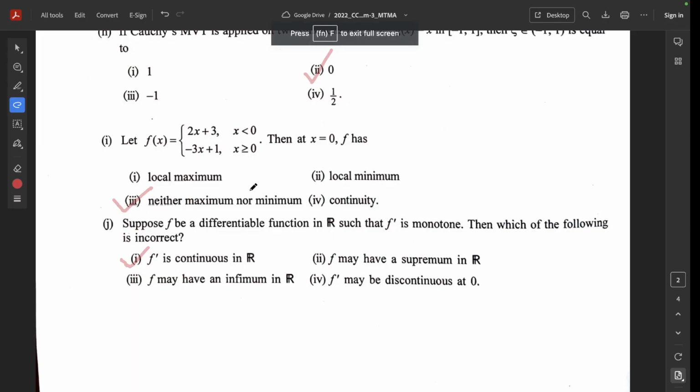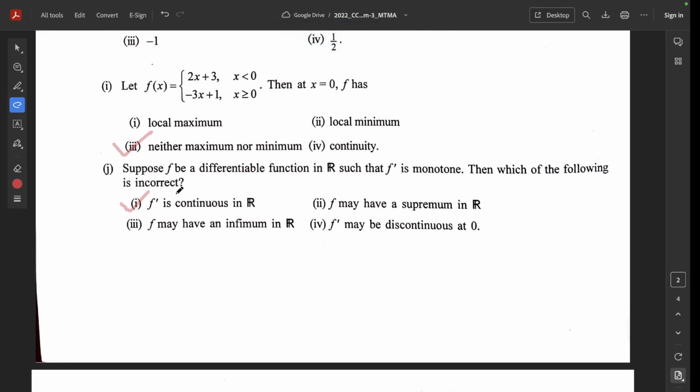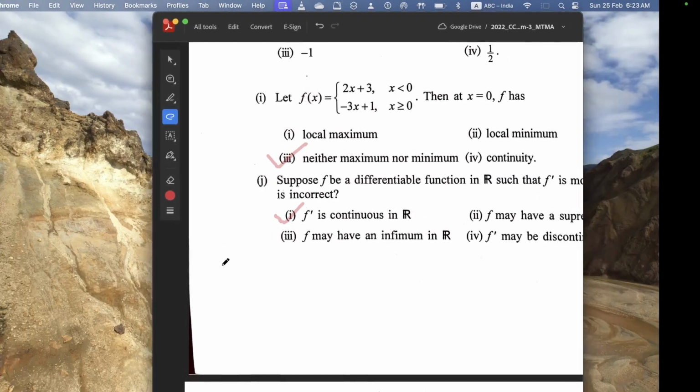Question J. Suppose f is a differentiable function in R such that f' is monotone, then which of the following is incorrect? f' is continuous in R. If f' is monotone, the correct option is this.